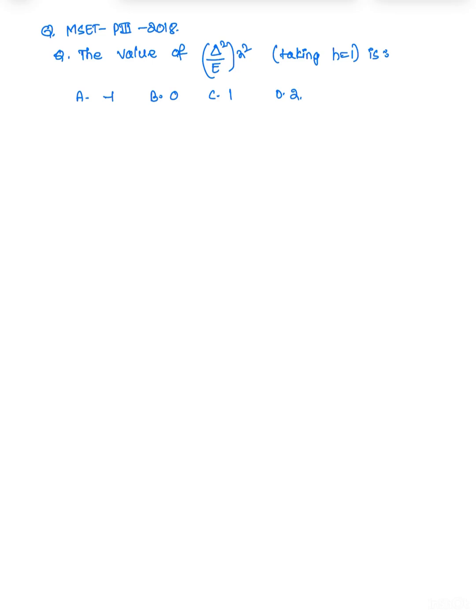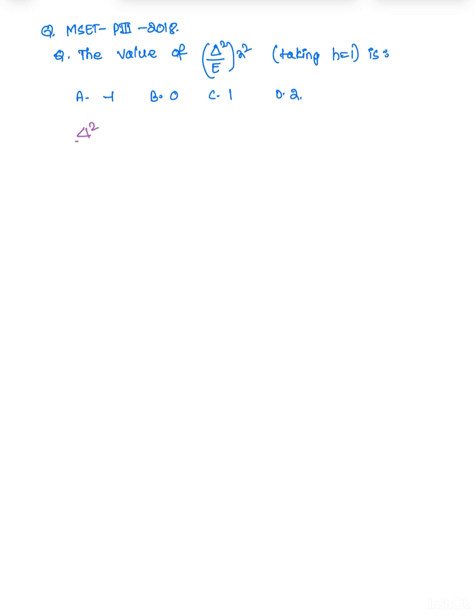Let us see some questions of MSET. So first question, which is of MSET 2018 from paper 3. The question is the value of delta square by E bracket of x square taking h is equal to 1 is, options are -1, 0, 1 and 2. So how we will see what is the value.